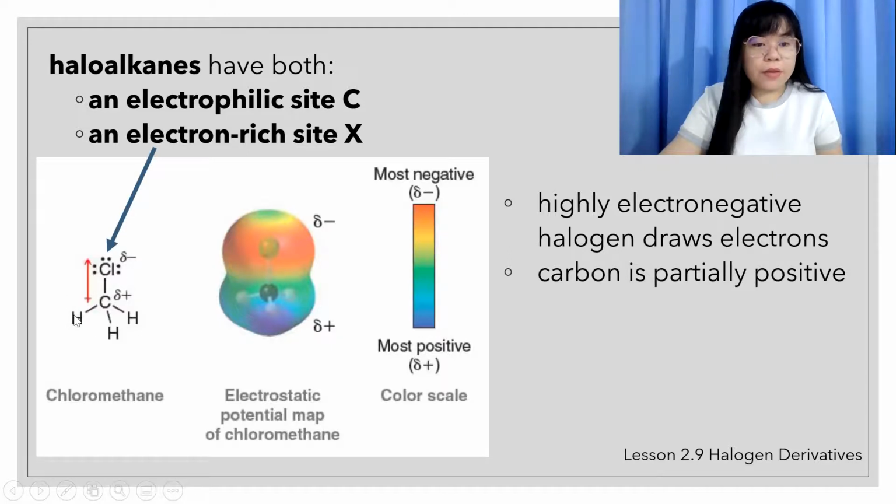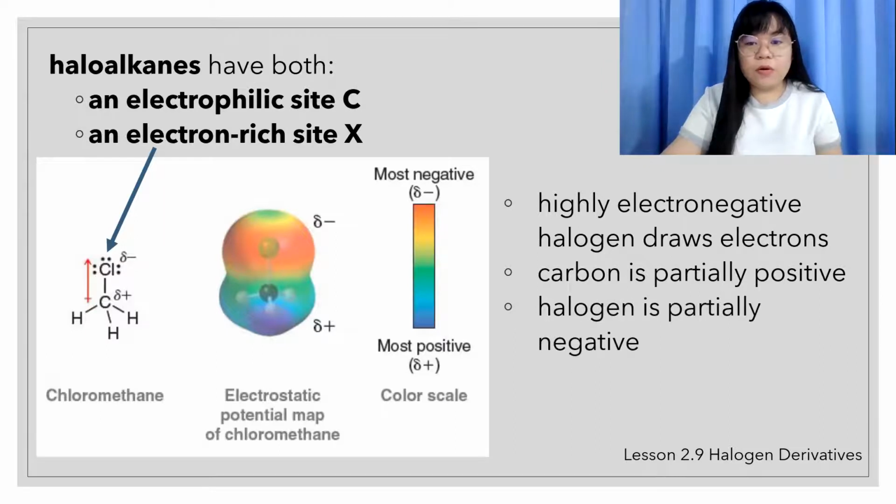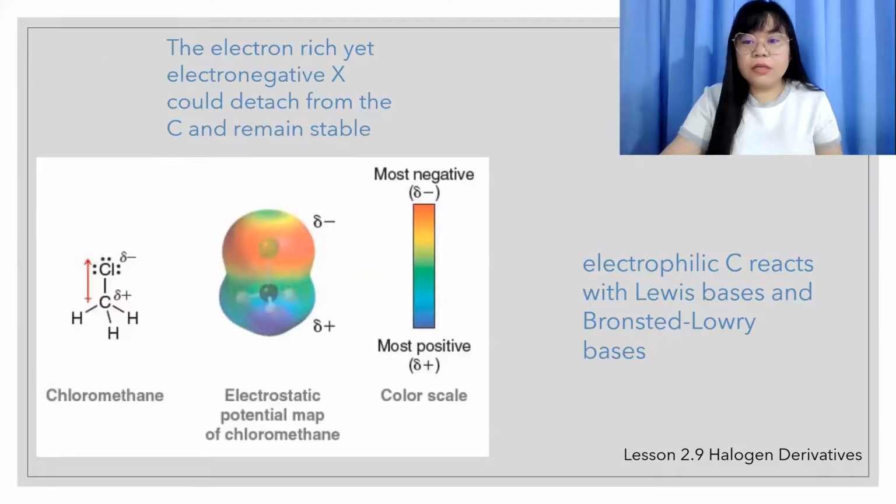So this is how it's represented using Lewis structures, VSEPR structures. And here's the illustration showing the electron densities. So the halogen is partially negative in this structure. With this kind of structure, the electrophilic C now can react with Lewis bases and Bronsted-Lowry bases.